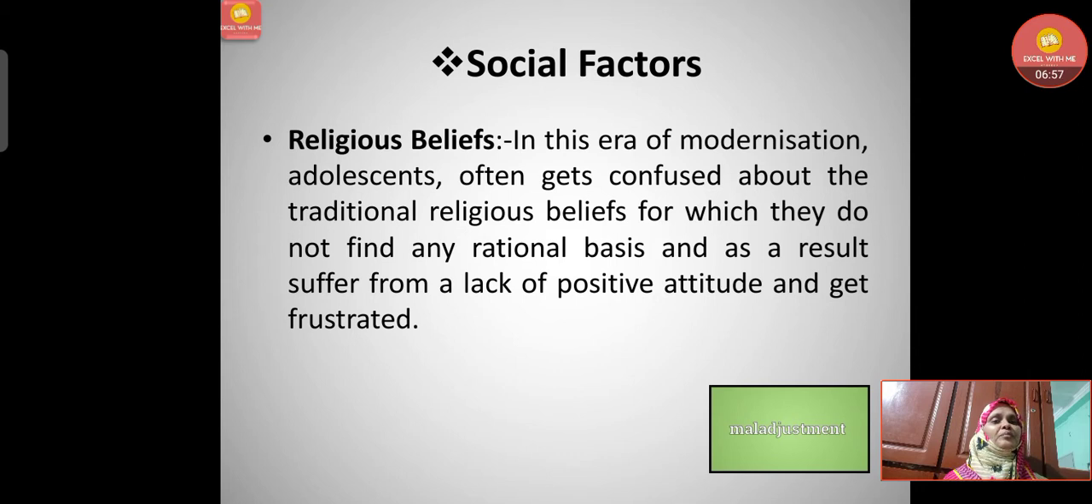In this era of modernization, adolescents often get confused about the traditional religious beliefs for which they do not find any rational basis, and as a result suffer from a lack of positive attitude and get frustrated. That means whatever ancestors have given to the parents, they want the child to follow. If the child is not able to understand why certain things are happening, then what happens? He will not understand, forcefully he has to follow the parents. That will lead to frustration.